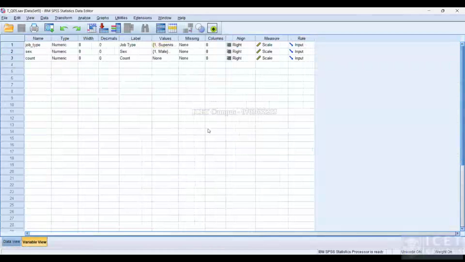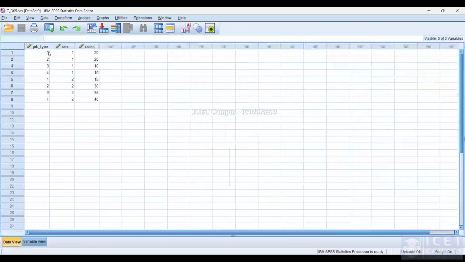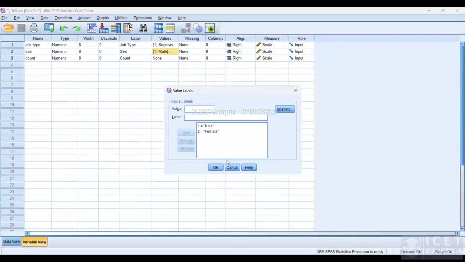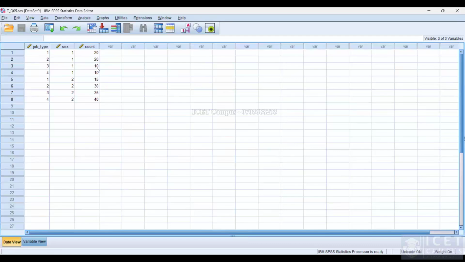I assigned the numbers: 1 for supervisor, 2 for shelf stacker, 3 for till operator, and 4 for cleaner, right? So that's why here I entered 1, 2, 3, 4, 4. Then because the job type is defined, and also the sex, male, female, here also I decided to use the numbers, 1 for male and 2 for female. Then here in data view, you can see 1, 2 is there, and also the counts.